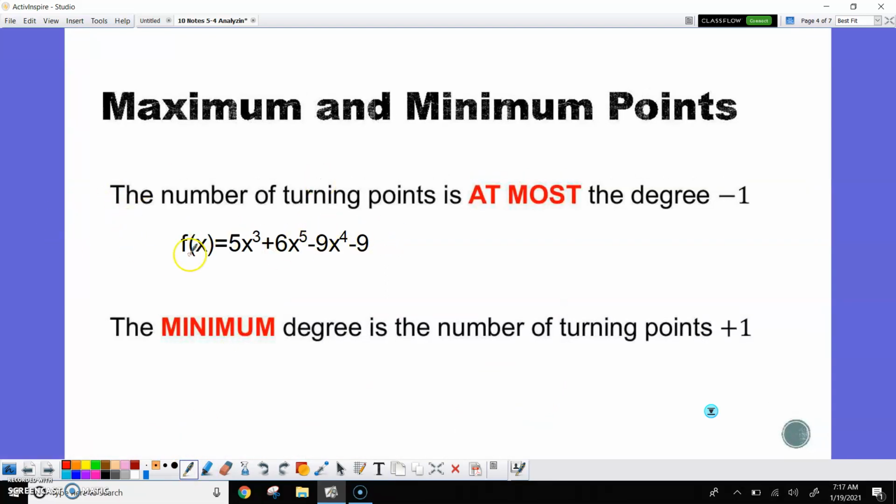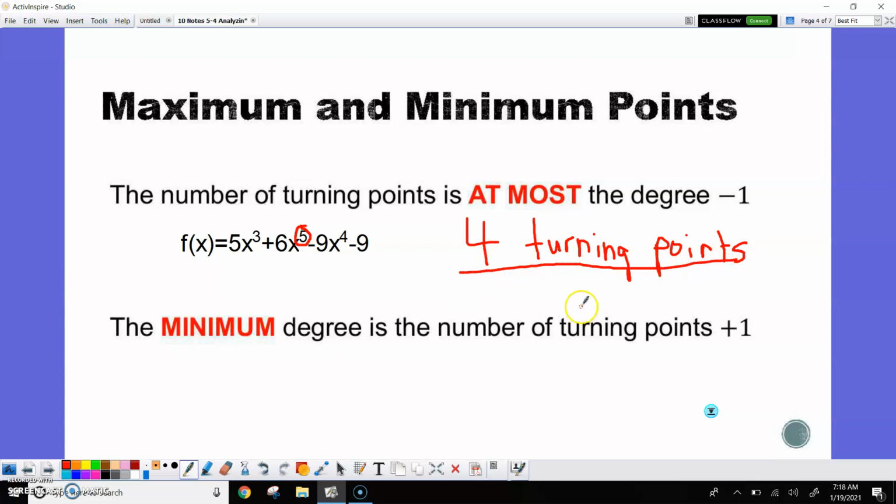So if we wanted to figure out the number of turning points for here, I would take my degree, which is 5. If I subtract 1, that would be 4 turning points. And it has at most 4. It could have less than that. It could have 3, 2, or 1, but at most it would have 4.